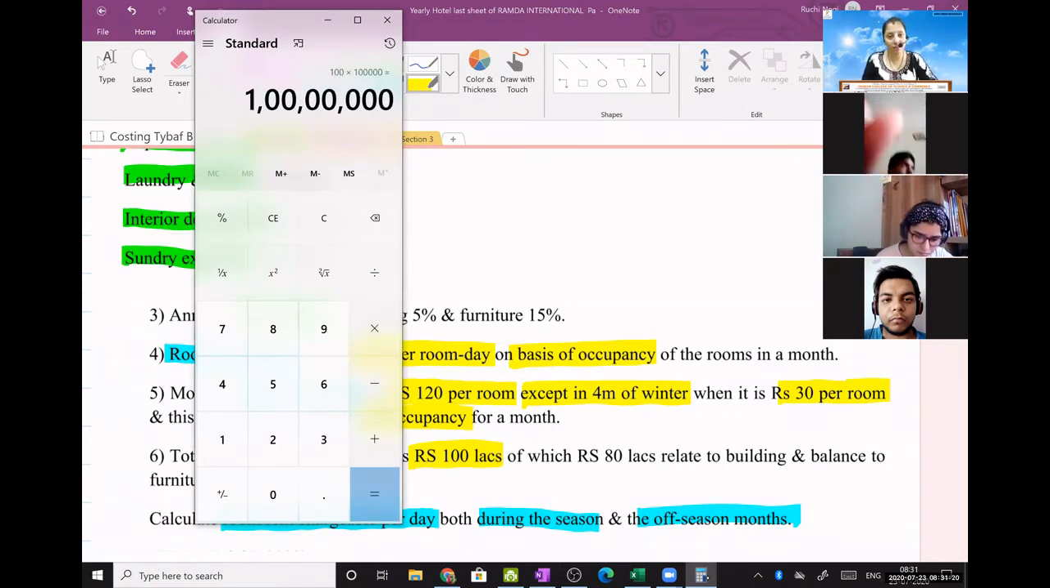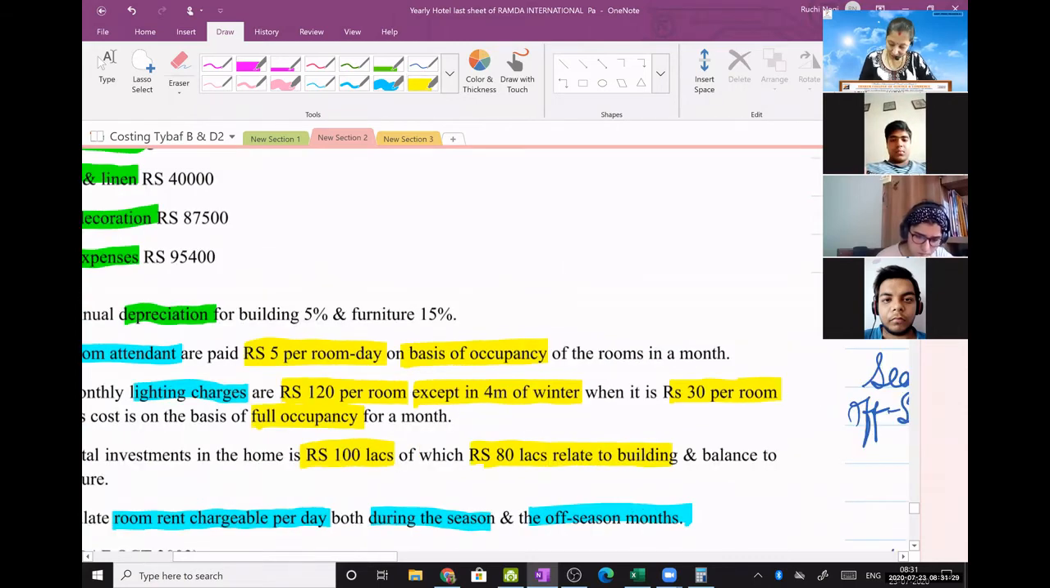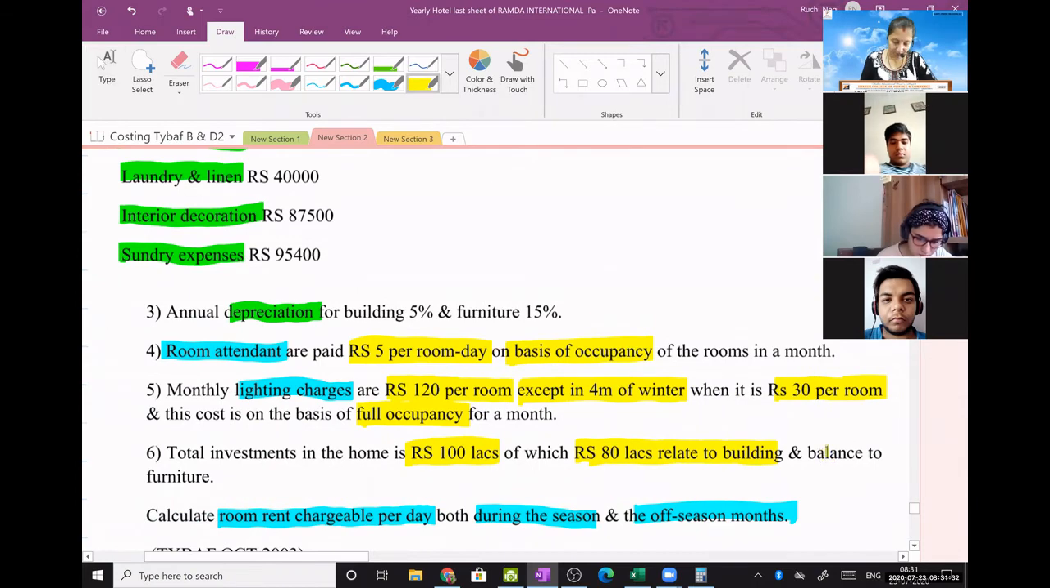So it's 1 crore. Clear how to do it? Of which 80 lakhs relate to building. So out of 100 lakhs, 80 lakhs is building and balance is furniture. So how much is furniture? Anyone? They have said the total investment into the hotel is 100 lakhs, 80 lakhs is building. So how much is furniture? Okay, yes, Pranati and Sayatan, 20 lakhs. Great, good. So this balance which they are talking about is nothing but your 20 lakhs.